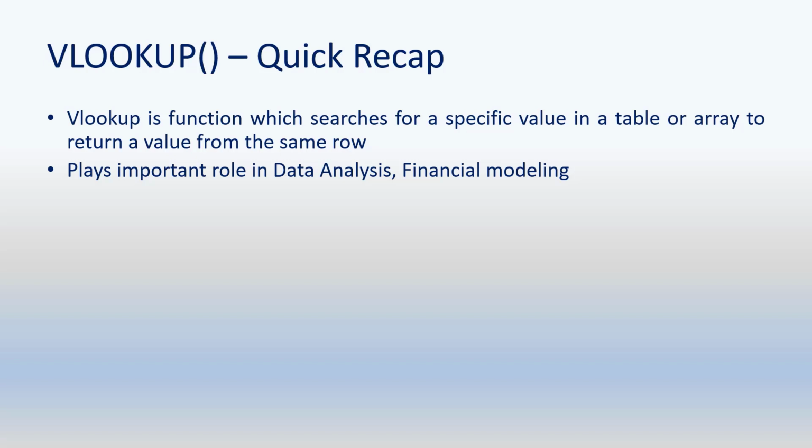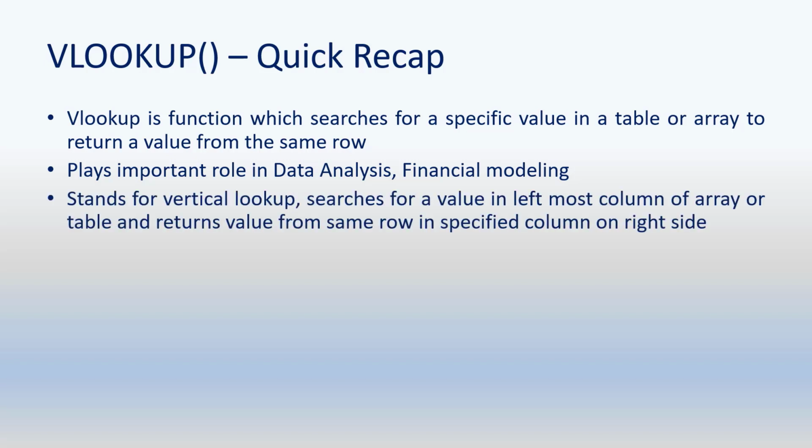You already know VLOOKUP stands for vertical lookup, which means that it searches for a value in the leftmost column of the table, that is, the column that contains the lookup value, and returns a value from the same row in a specified column on the right hand side of the lookup column. The VLOOKUP function requires 4 important arguments.